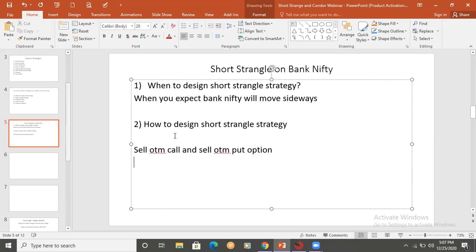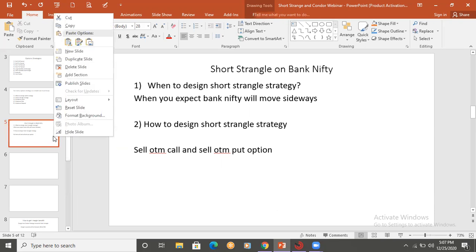So as of now, I have covered these two points: when to design, when you expect Bank Nifty will move sideways; and how to design, you need to sell an OTM call as well as an OTM put option.